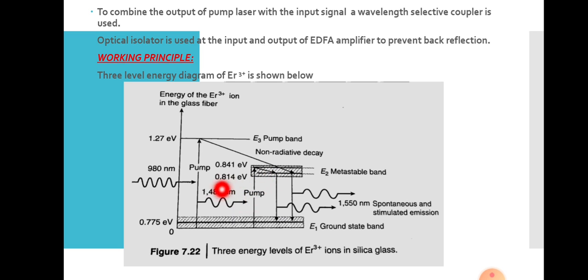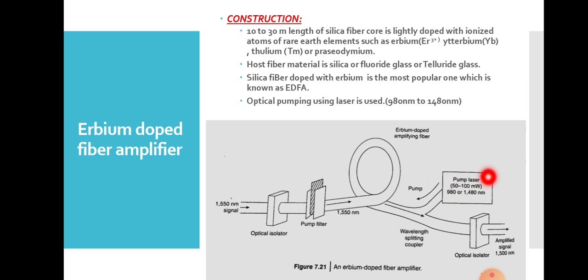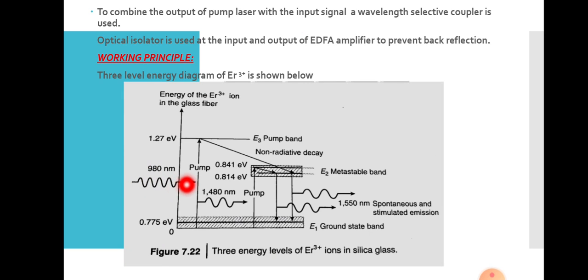You can also see there are different lines representing the upward transition and downward transition. This is the upward transition. Here an atom from the E1 ground state band will be excited to the E3 pump band with the help of the pump energy of 980 nanometer wavelength. This 980 nanometer is provided by the pump laser. Electrons in the ground state absorb this energy of 980 nanometer and are excited to the higher energy state, that is the E3 pump band. And this E3 pump band has an energy gap corresponding to 1.27 electron volt from the ground band.